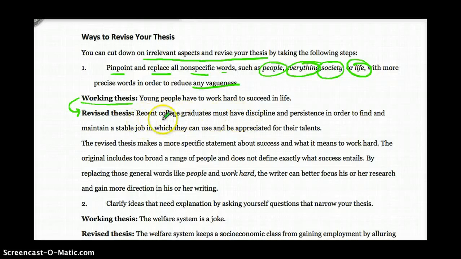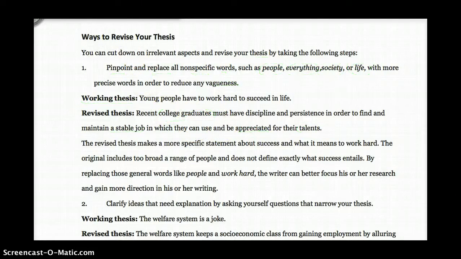So here we specify, we get some specificity. Recent college graduates, who are the young people, must have discipline and persistence in order to find and maintain a stable job in which they can use and be appreciated for their talents. So we're talking about being appreciated, talents, a stable job. Obviously, we replace non-specific words with more precise words. Great example of that right there. All right, moving on, let's look at the next one.